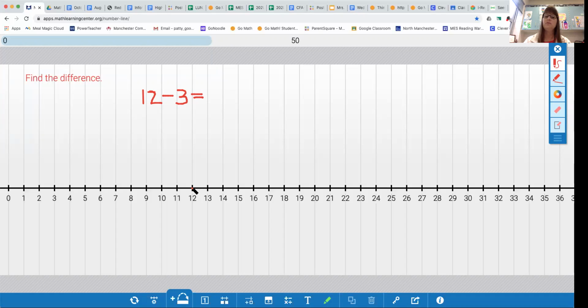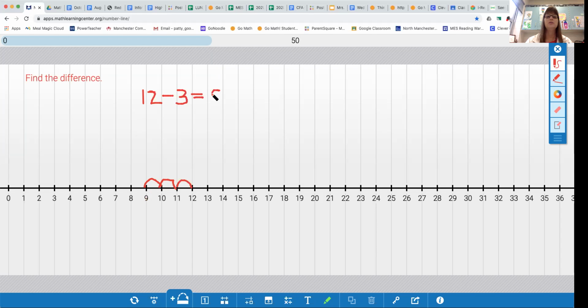If you have a number line in front of you, you can use a number line. You could use a number line in your brain, or even just count back. So I'm going to start at 12, and if I'm subtracting 3, I'm going to go back 3 hops, or 3 spaces. 1, 2, 3. So I started on 12 and I went 1, 2, 3. And then I notice I'm on 9. So 12 take away 3 is 9.